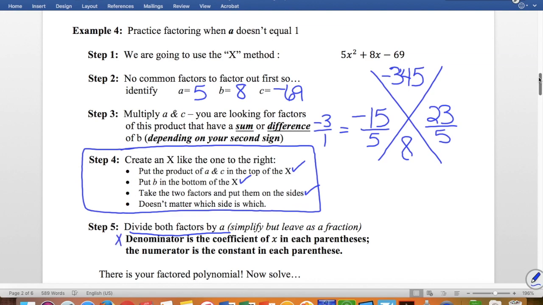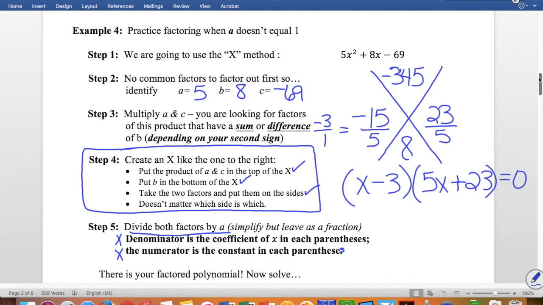Okay, the denominator is your coefficient of x. So in my first parentheses, my denominator here is a 1, so that's my coefficient of x. And then my numerator is negative 3. So the numerator is the constant in each parentheses. I forgot an s right here. So, sorry. Second parentheses, my denominator is my coefficient of x. My numerator is the constant in the parentheses. So I have now factored that.